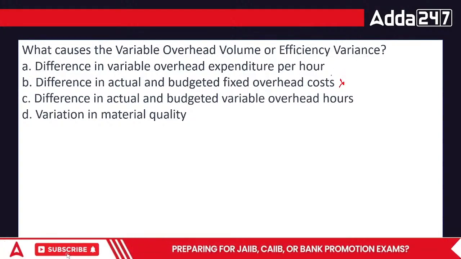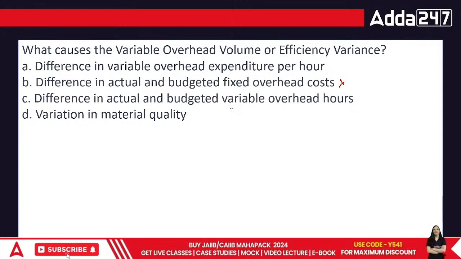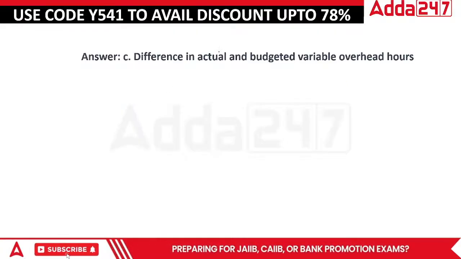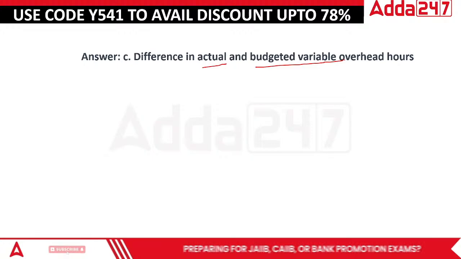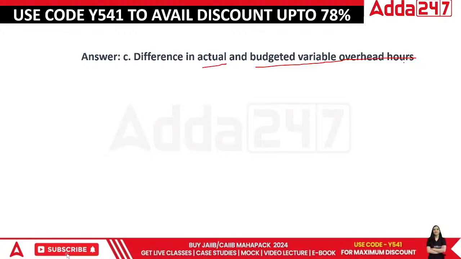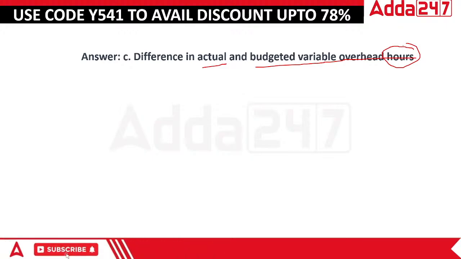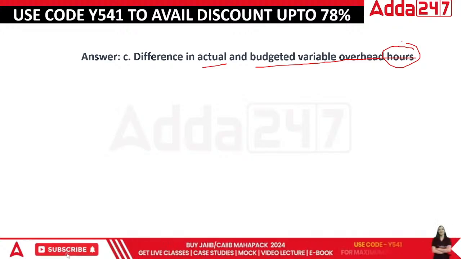The next point is that actual and budgeted variable overhead hours. Last one is variation in material quality. The correct answer is difference between actual and budgeted overhead variable. Only the specific hours are what we thought we'll be requiring in terms of additional hours and what we don't require. Next point.